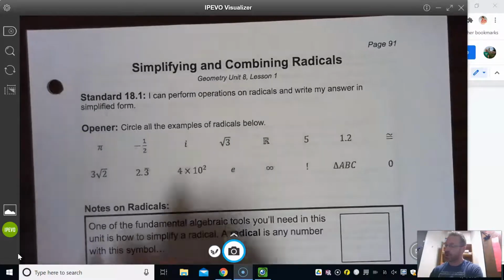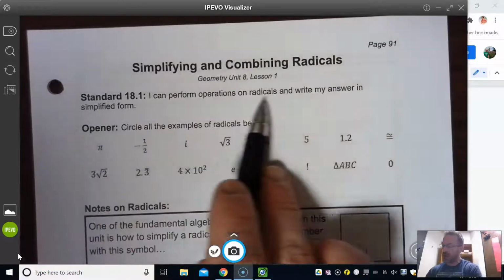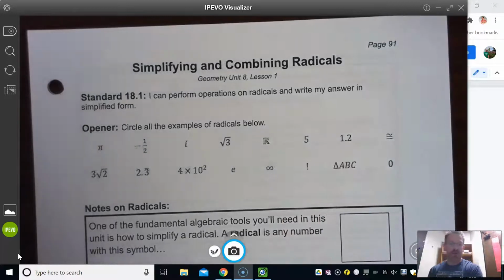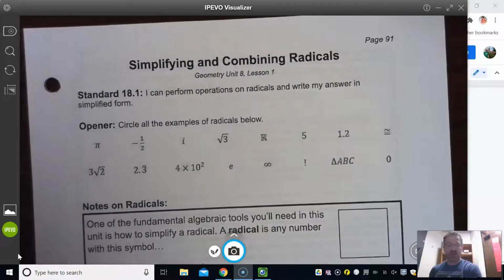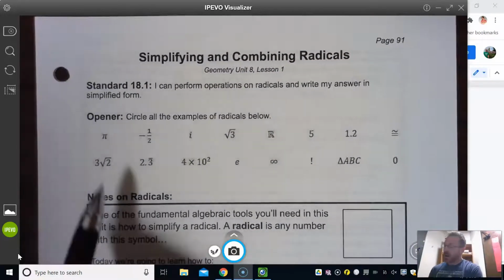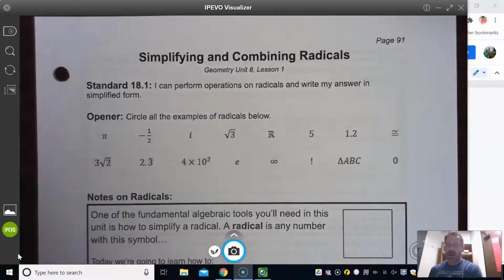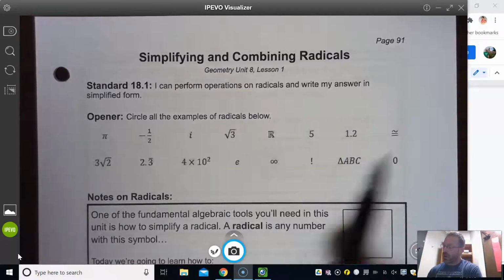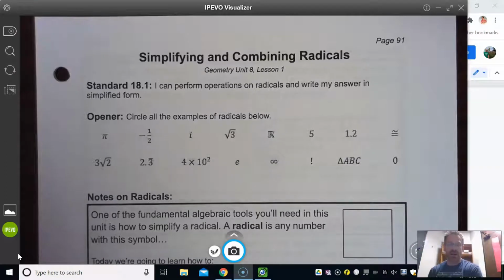So you can look at standard 18.1 here. I can perform operations on radicals and write my answers in simplified forms. All right, so just to get you thinking about this, and make sure you understand what a radical is, why don't you pause the video and circle all the examples of radicals you see here in the opener, and then flip it back on, and we'll see how you did.